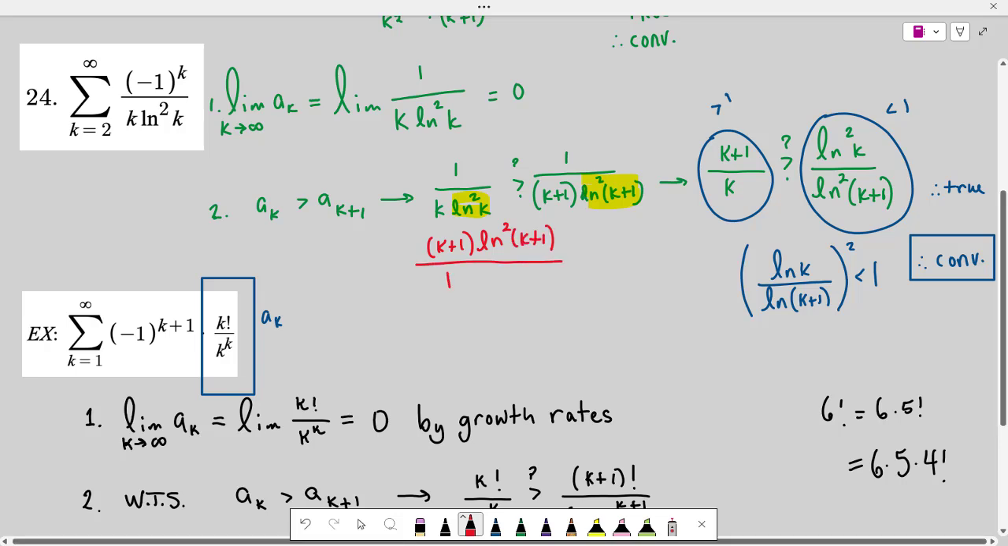Let's see, that's going to be k, that's going to be ln squared. The only difference with the logic here is that we would say to ourselves, this part is bigger than 1, and this part is also bigger than 1, right? That's ln of k down there, ln squared of k. Isn't that part also bigger than 1?